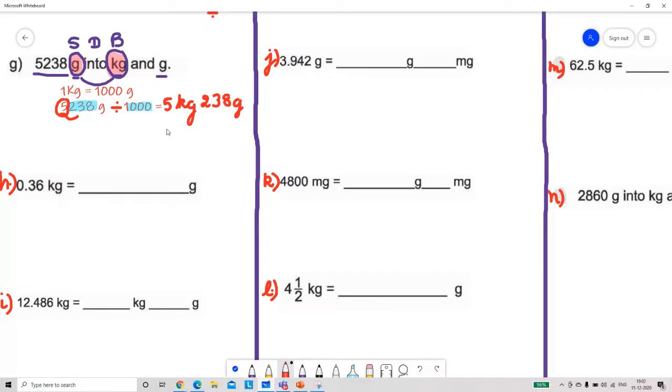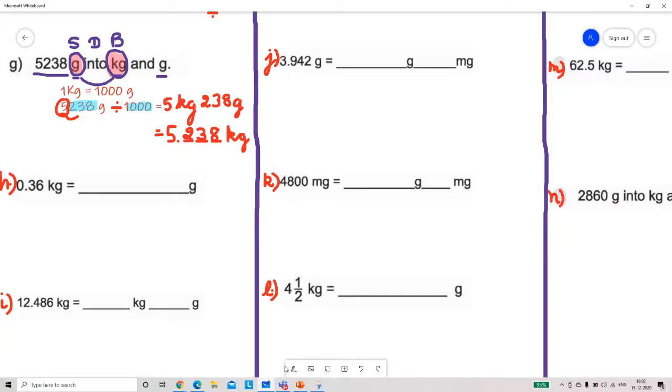Now, if we have to convert it into decimal, that means 5 decimal. Kilogram for kilogram, it is decimal. Then how many grams? Three digits, three places. So 238 grams is the answer. 5.238. Now this is the complete kilogram answer. Okay, let's do the next one.